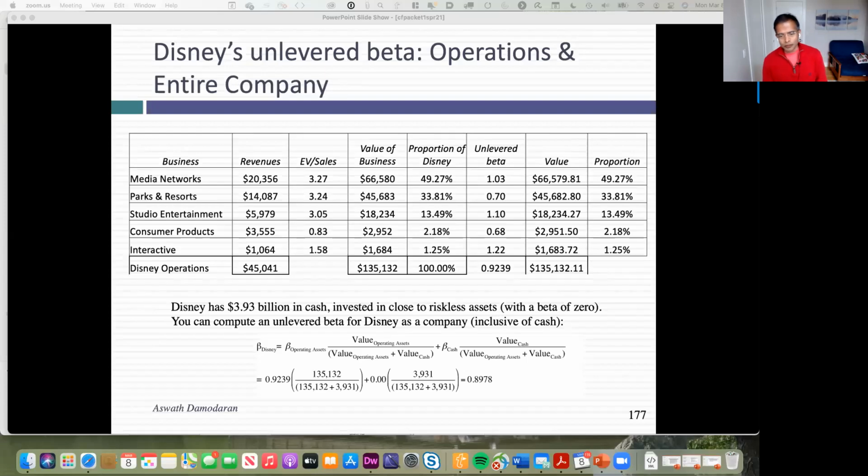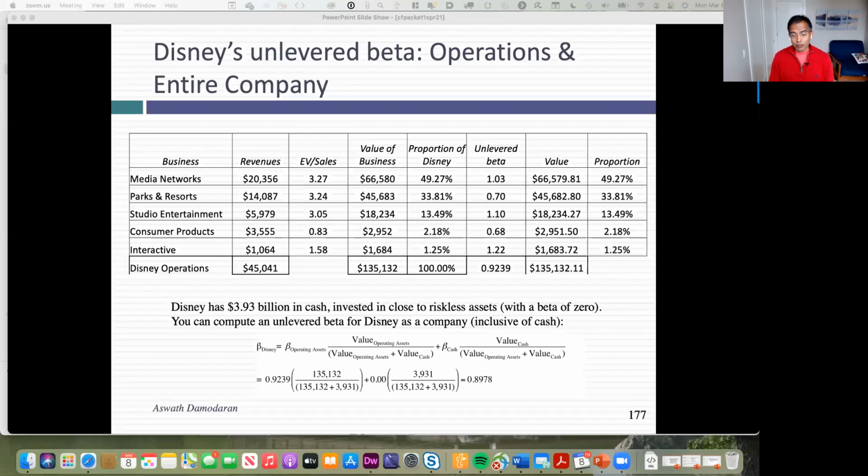Now, the way I got Disney's beta is I said, I don't trust a regression beta. That's where it started. If you remember, we ran that 5-year regression of Disney, and I said, I don't trust that beta. It's backward looking, it's noisy. It doesn't reflect the changes that have happened to Disney over the 5 years. So what I'd like is a forward-looking bottom-up beta.